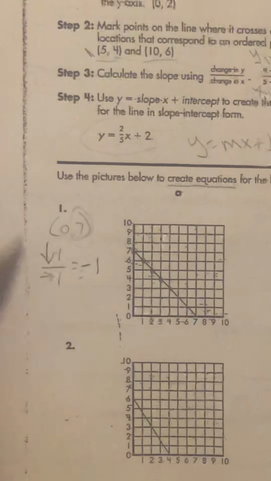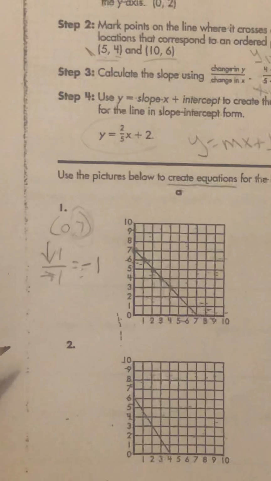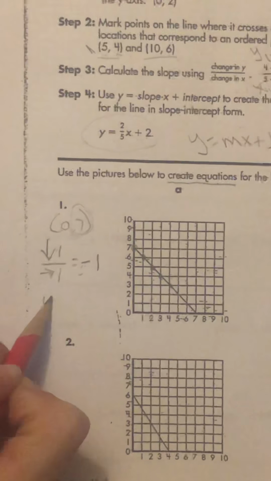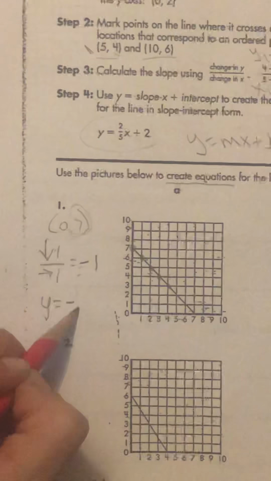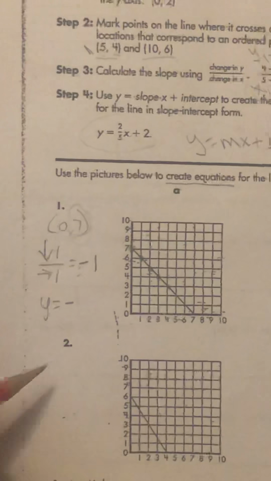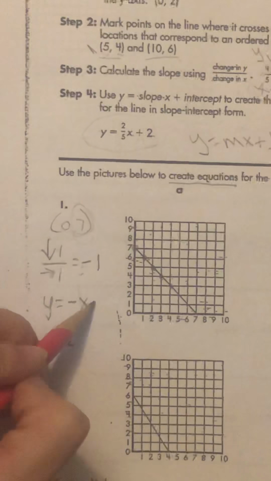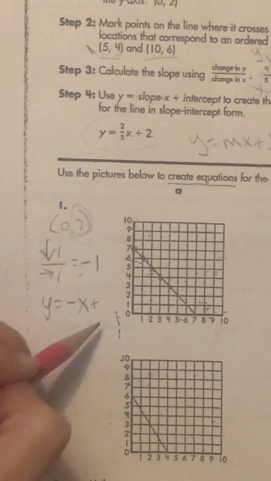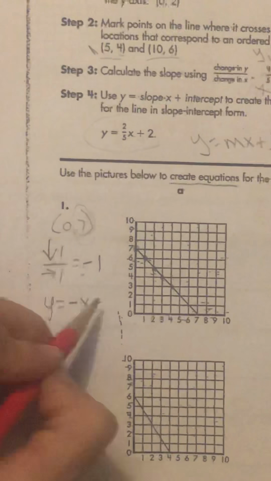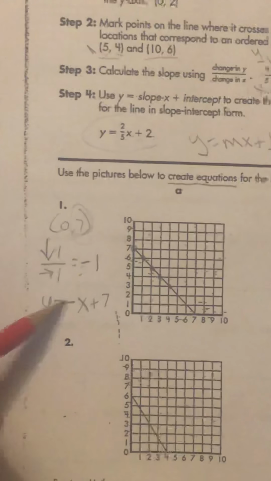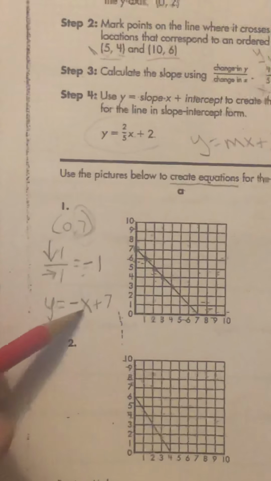In order to take this information to put it in the y equals mx plus b form, I have the equation y equals my slope, -1, but really 1 is a ghost in math, so we don't have to write it. And then my x value comes next, and then my y-intercept, my plus b. So my y-intercept is 7. My equation reads y equals -x plus 7. And I'm done. That was easy.